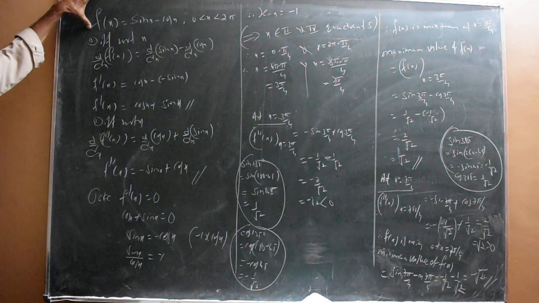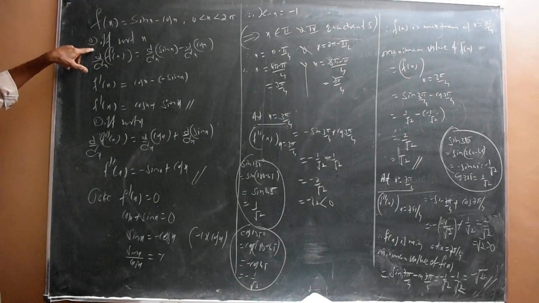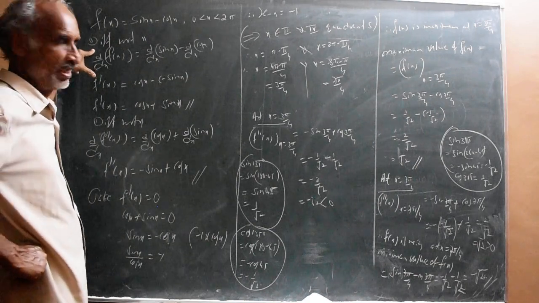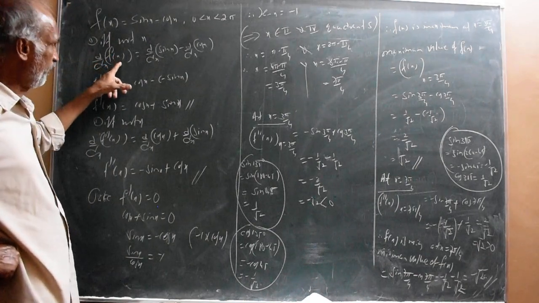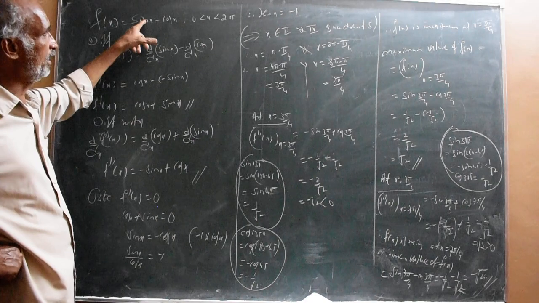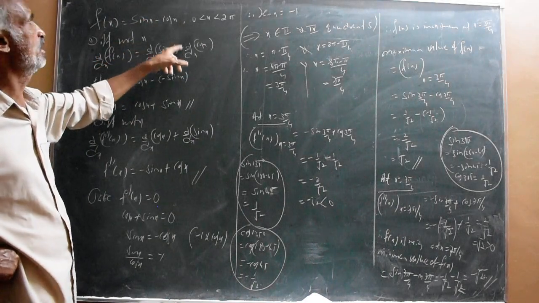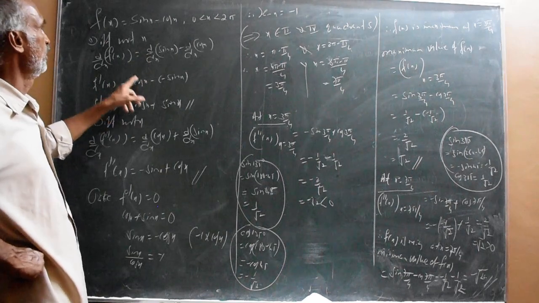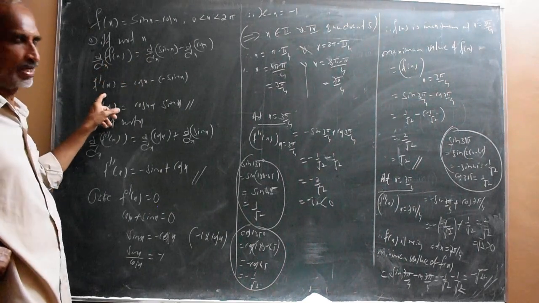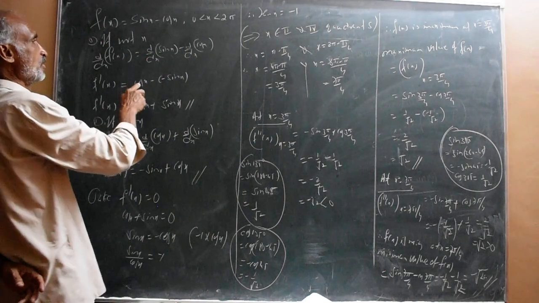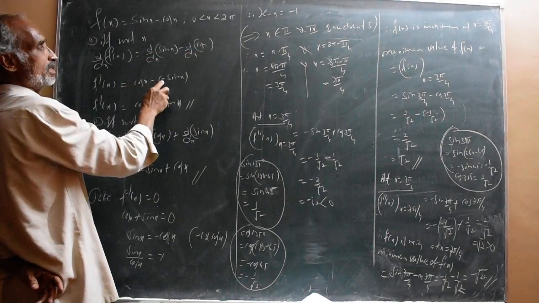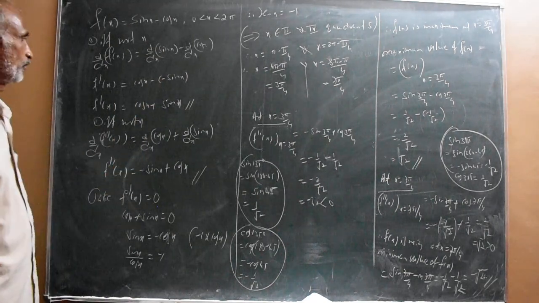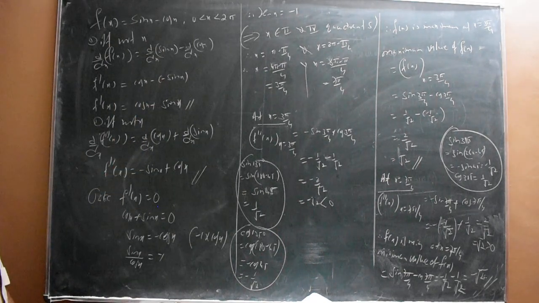f(x) = sin x − cos x. Differentiating with respect to x means you have to take d/dx of each and every term on the LHS and RHS. d/dx of f(x) is equal to d/dx of sin x, minus d/dx of cos x. The derivative of sin x is cos x, and d/dx of f(x) is f'(x). The derivative of cos x is minus sin x. This minus stays as it is. Minus into minus is plus. Therefore f'(x) is cos x plus sin x.